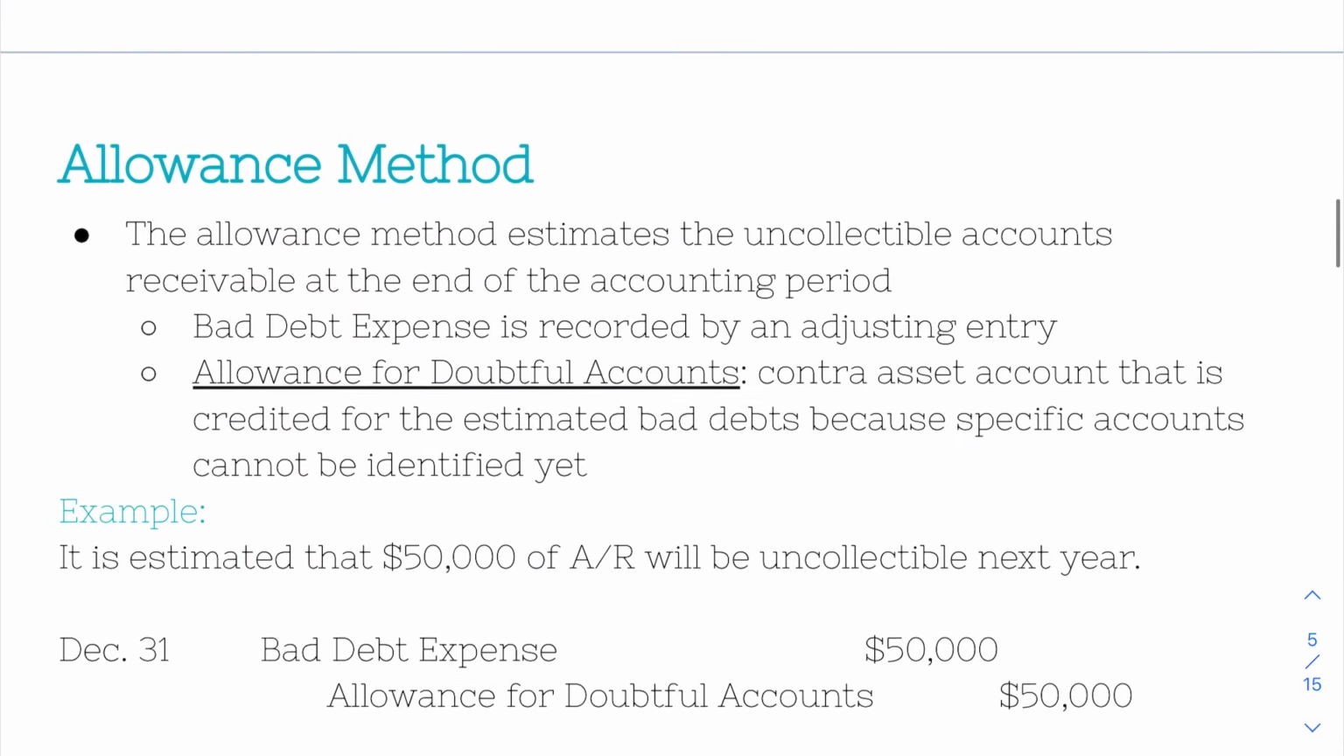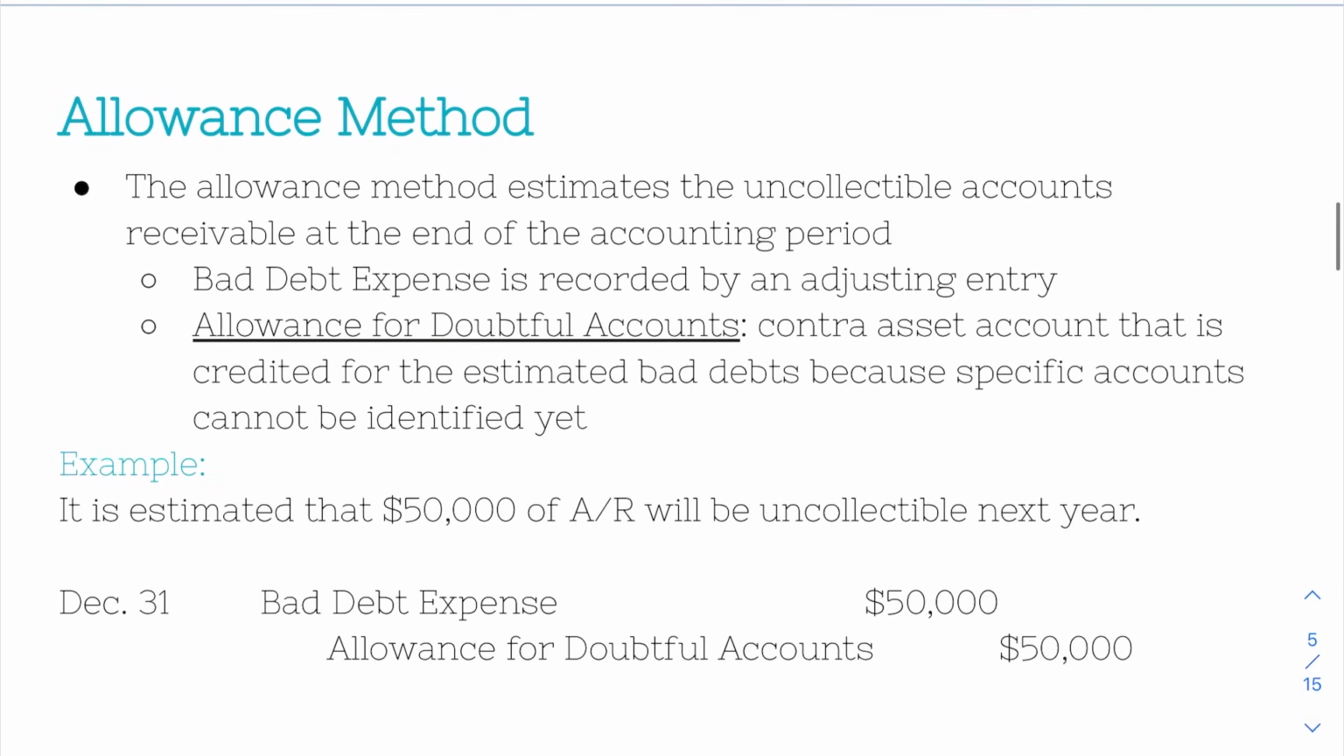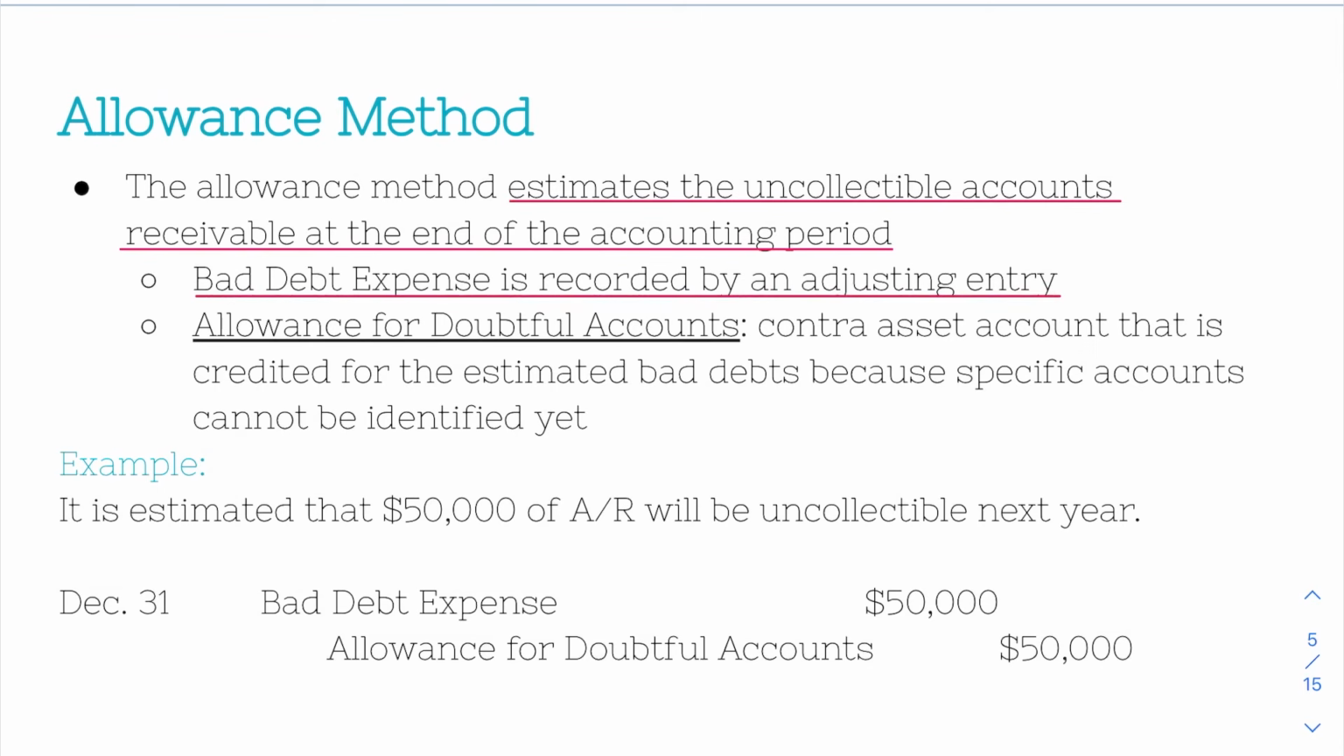Now we're going to talk about the allowance method. The allowance method estimates the uncollectible accounts receivable at the end of the accounting period. So it's done via adjusting entry. So down below, I show you that bad debt expense is recorded by an adjusting entry, and we have another account that we'll be working with, and that's called the allowance for doubtful accounts account. And this is a contra asset account.